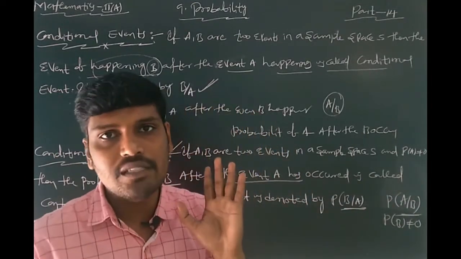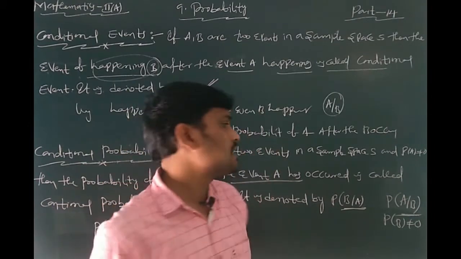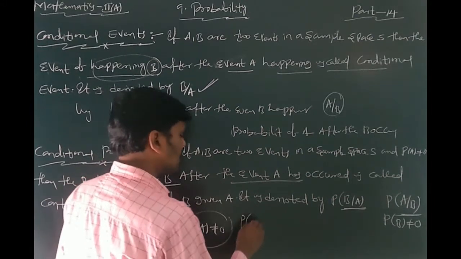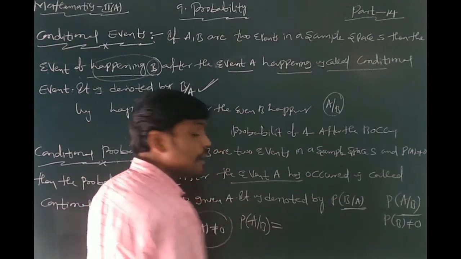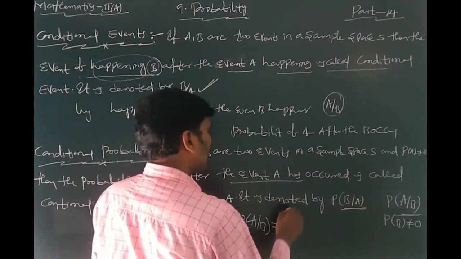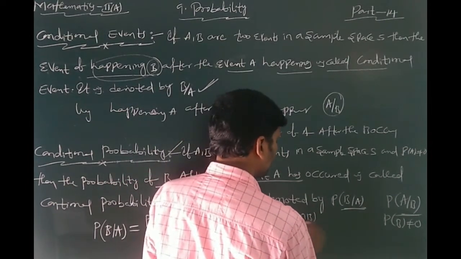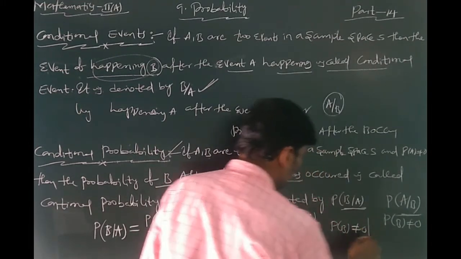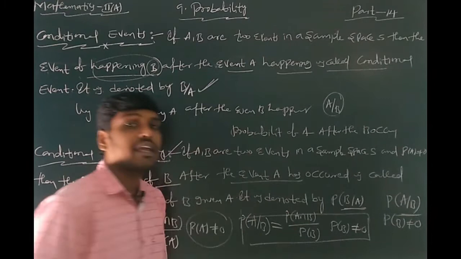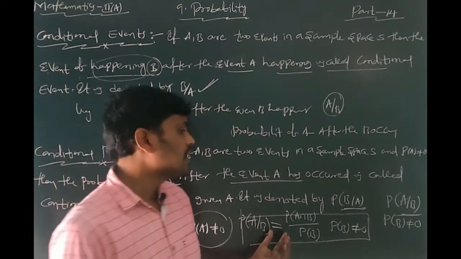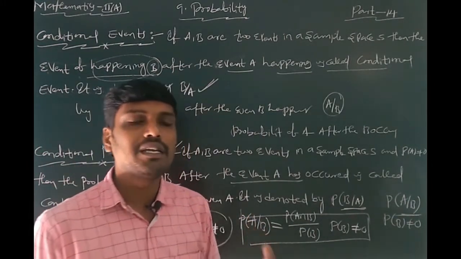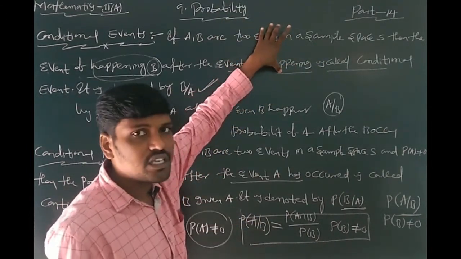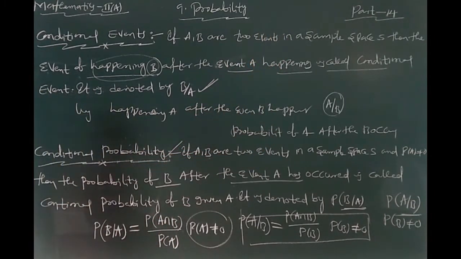This P of A by B is a conditional probability. In this conditional probability, P of B must and should not be equal to 0. What is the formula for P of A by B? P of A by B is equal to P of A intersection B by P of B. In this case, P of B must and should not equal 0. If P of B equals 0, this conditional probability is not defined. This is the conditional event definition, and this is the conditional probability definition.